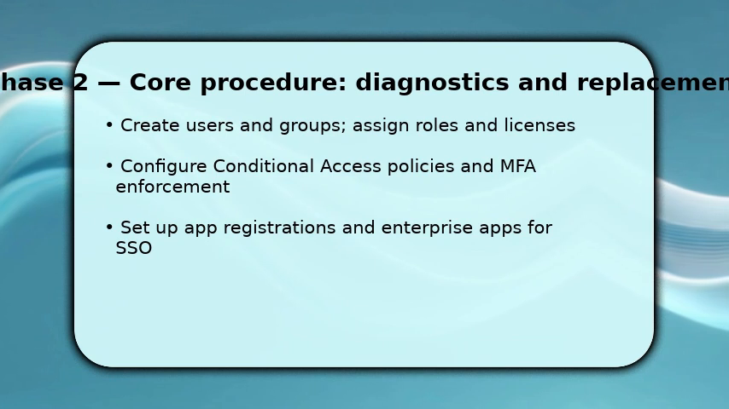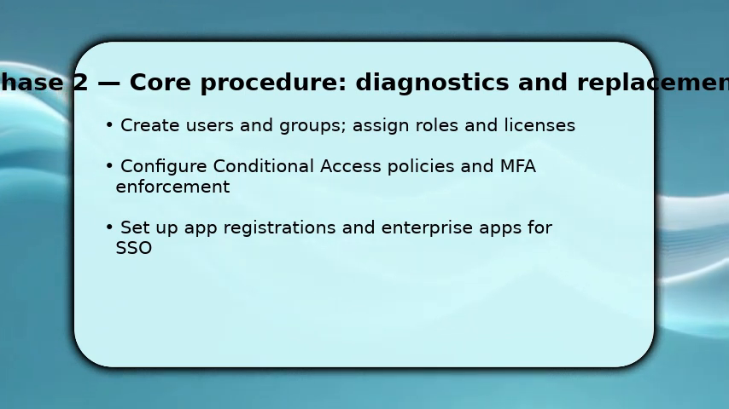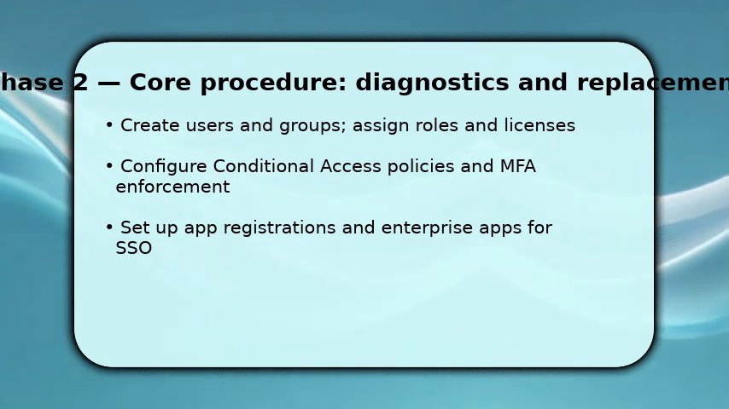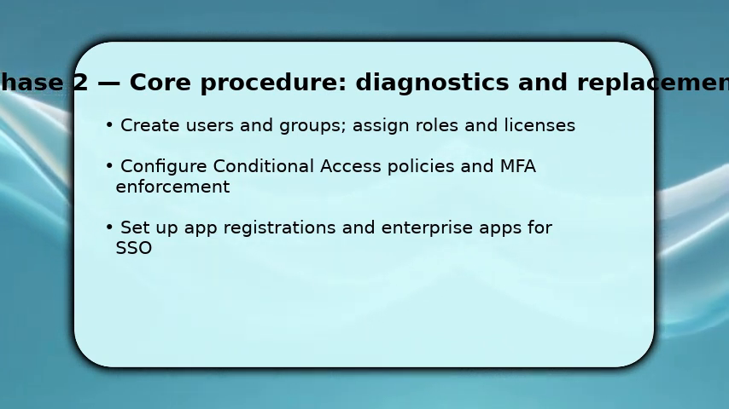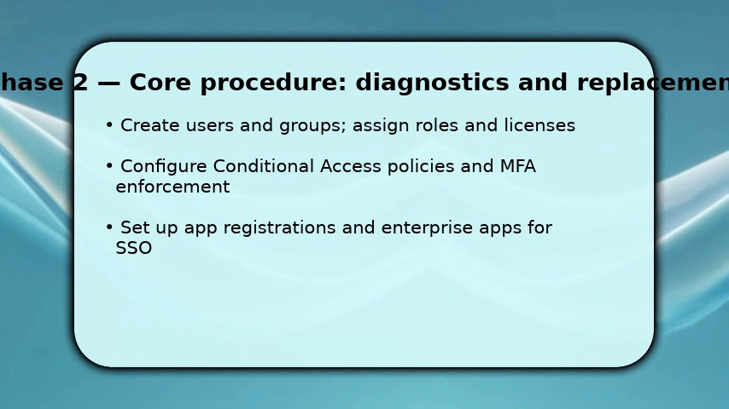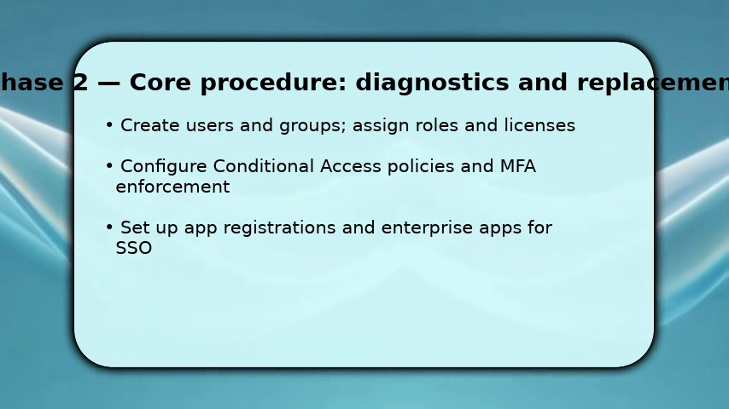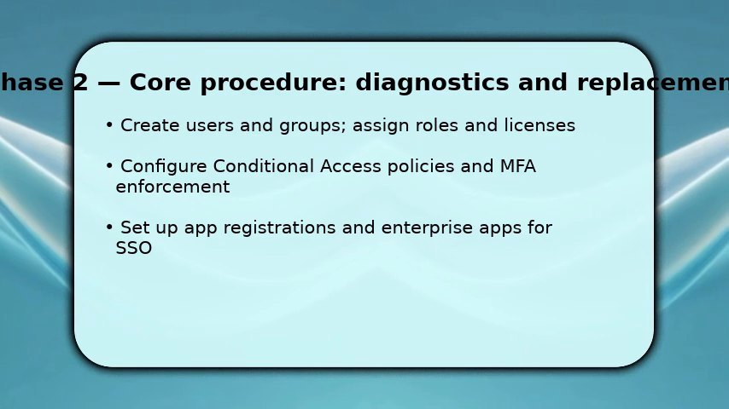Then set up app registrations and enterprise applications for single sign-on. You'll choose SAML, OIDC, or password-based SSO depending on the app. Once configured, test sign-in flows with a non-admin user to validate claims and group-based access before wider rollout.